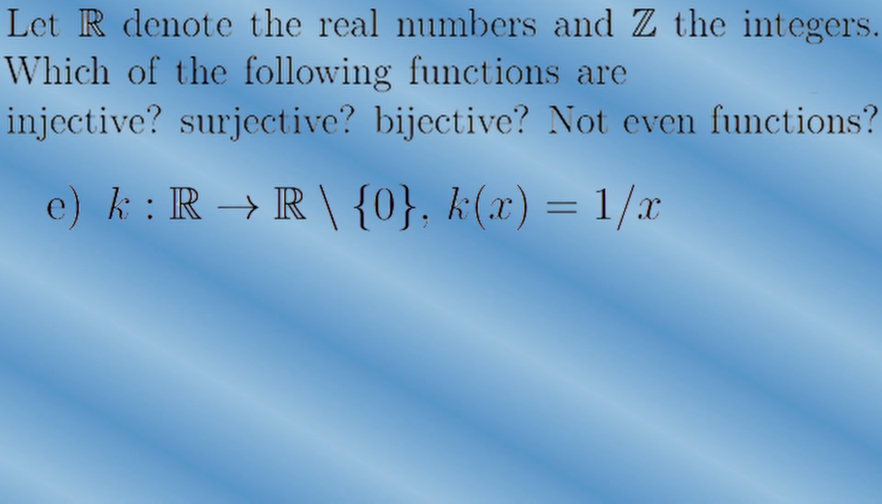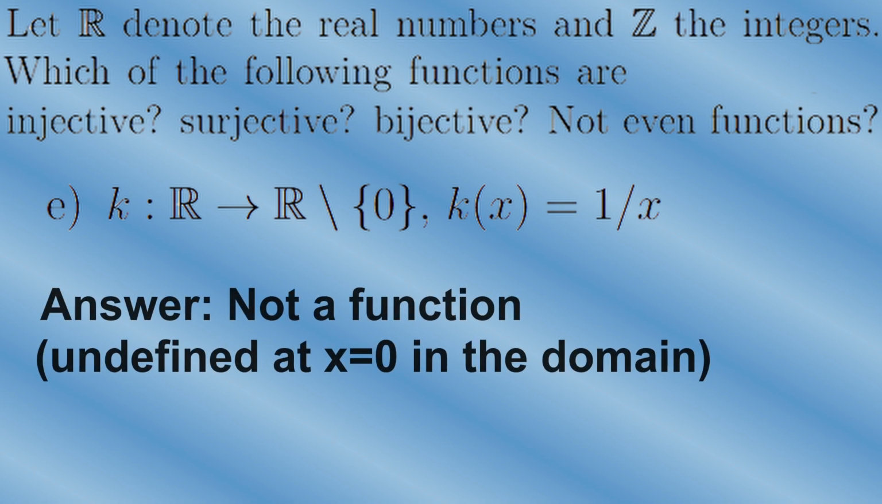The next one is k from the real numbers to the real numbers, taking out 0, where k of x equals 1 over x. This one is not a function at all because it is undefined at x equals 0 in the domain, and we have not included that value in the domain. k of 0 doesn't return anything, and a function has to return exactly one output for every input. So this is not a function.